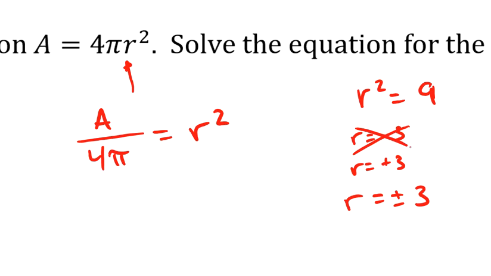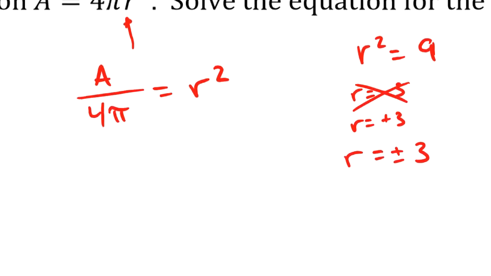But I am going to do that. I'm going to take the square root of both sides. If I take the square root of both sides, I get something that looks like this: the square root of A divided by 4 pi, and that's what r is. And that's probably a fine answer. There is something else I can do.